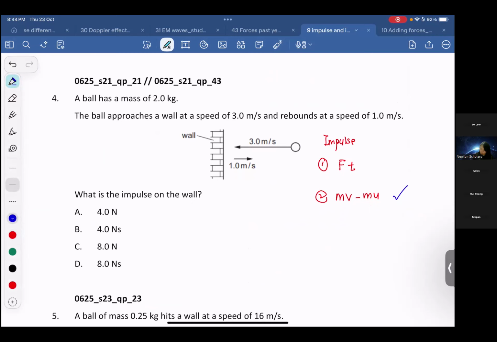Okay, boys and girls, we were using impulse using MV minus MU. Because at here, I don't have force, I don't have time. So I cannot use the first equation. We're using the second one, change of momentum. Mass is 2, final velocity. This is called initial. This is called final V. You see, they are opposite direction already. Okay, opposite direction. So we need to put either one as a negative.